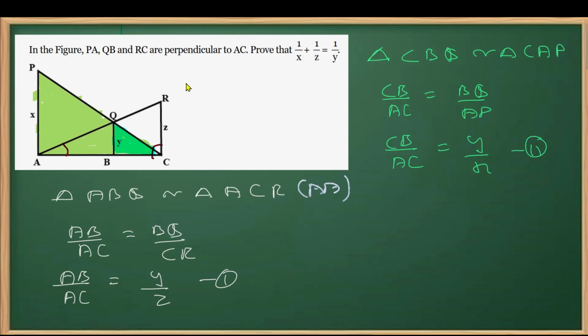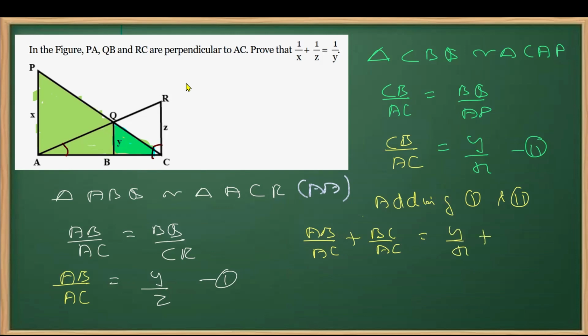Now what you can observe here is that equations 1 and 2 have AB over AC on the left hand side. We'll be adding these two equations, not equating them. So adding equations 1 and 2, the LHS will be added with the LHS: AB over AC plus CB over AC is equal to, on the RHS, y over z, sorry, from equation 1 it is y over z, plus y over x.